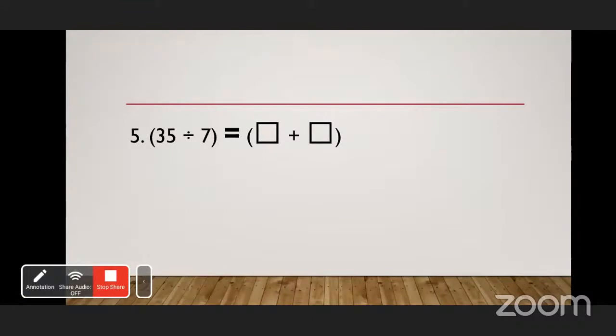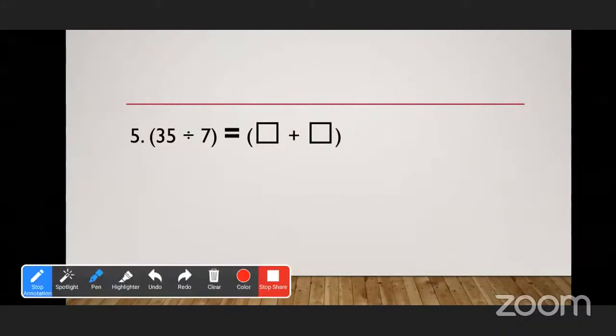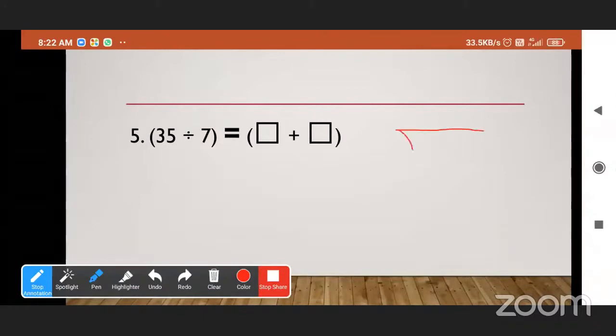Now, the fifth one. 35 divided by 7 is equal to dash. Do all of you know the table of 7? Yes. Okay. Tell me. 7 ones are 7. 7 twos are 14. 7 threes are 21. 7 fours are 28. 7 fives are 35. 7 sixes are 42. So 7 fives are 35. Okay, good. Means the answer is 5.